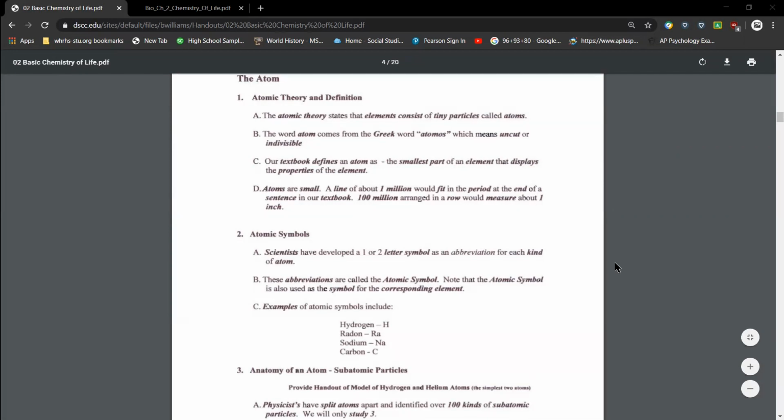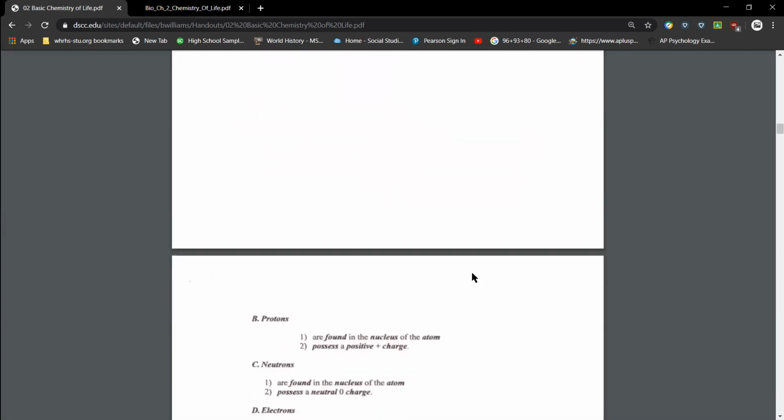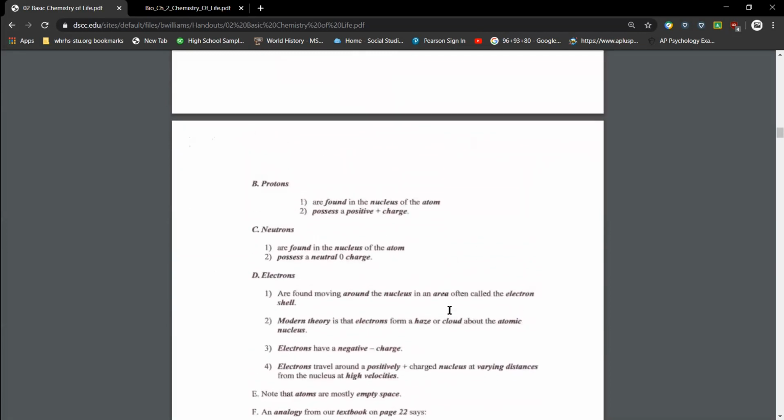So let's talk about the anatomy of an atom. Atoms are made up of a ton of subatomic particles, but we only study 3 different types of particles. Those are protons, neutrons, and electrons. These are what make up the atoms. The protons are found in the nucleus of the atom, which is just the center of the atom, and they possess a positive 1 charge. Neutrons are also found in the nucleus of the atom. So the nucleus is made up of protons and neutrons combined, and these neutrons have a neutral or no charge.